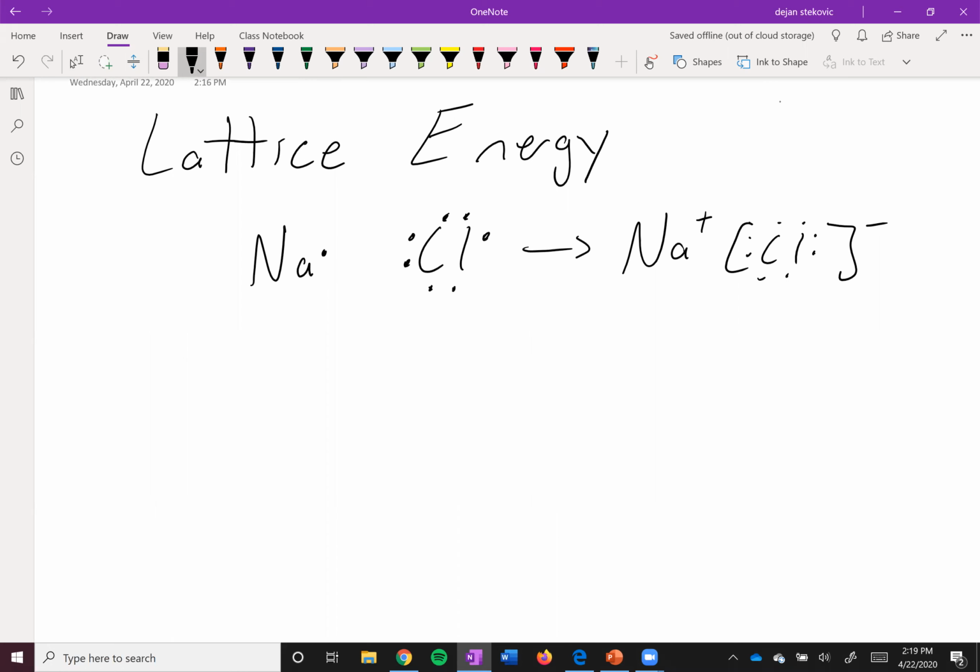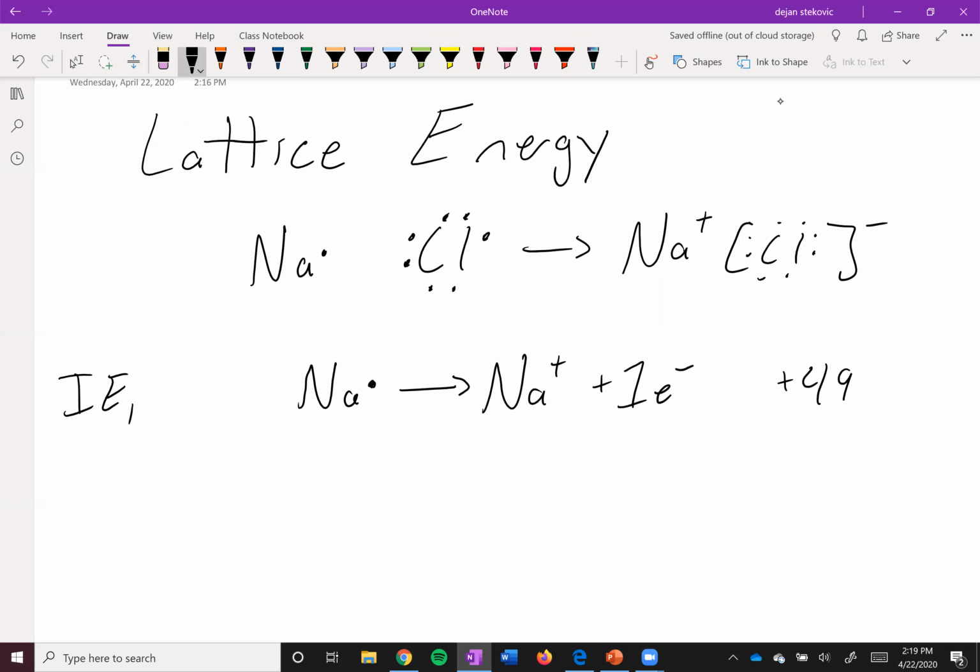So think about what we learned last time, and there's actually names for this stuff. So removing an electron, that's ionization energy. And so we're removing 1 electron from sodium, so that's IE1. So to go from sodium to sodium plus with just 1 electron kind of hanging about, this is plus 496 kilojoules. It takes energy to remove this electron.